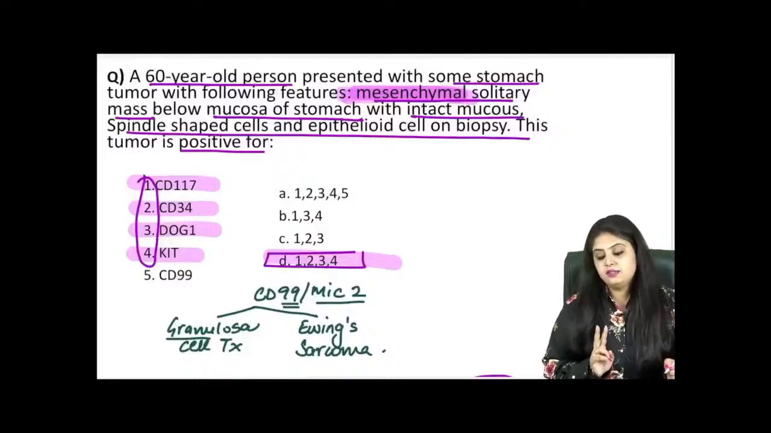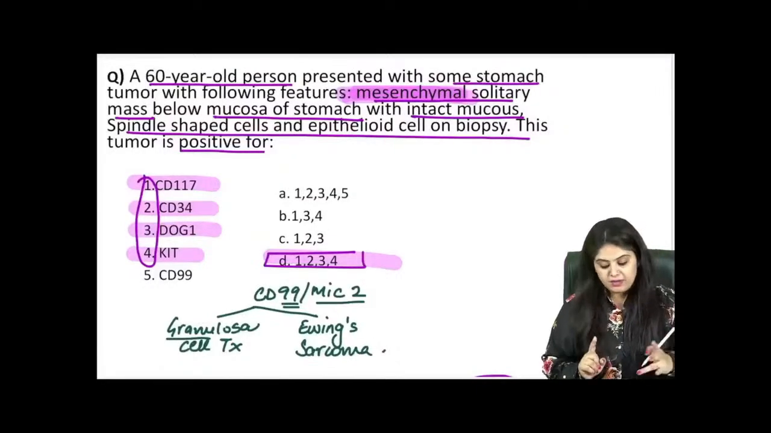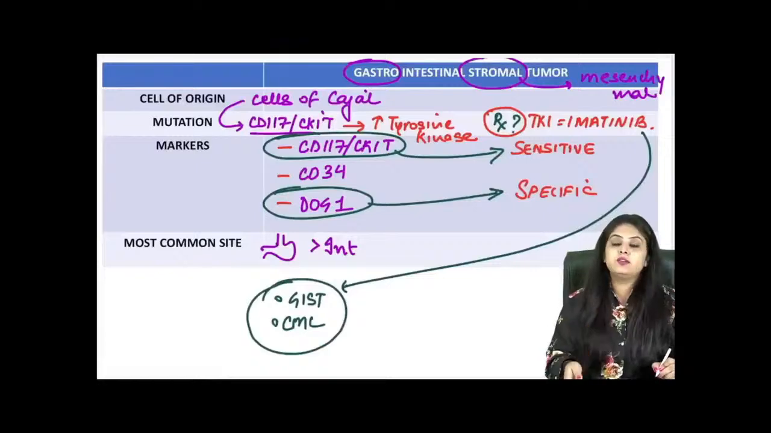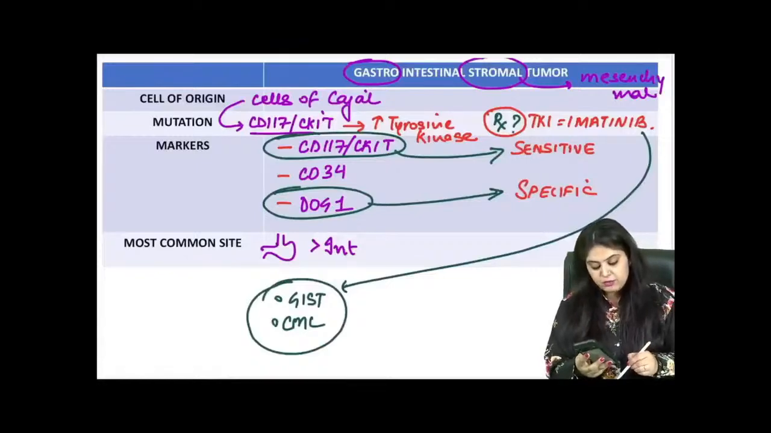Whereas DOG1 is going to be what? It is specific. Everything about GIST is settled. If I go back, CD117, also known as c-KIT, CD34 and DOG1, all of these were the answers. But why did I think of GIST? Mesenchymal was mentioned. It's not a carcinoma, it's a mesenchymal tumor.